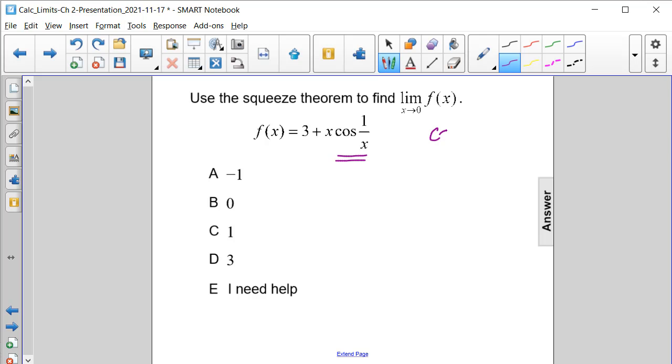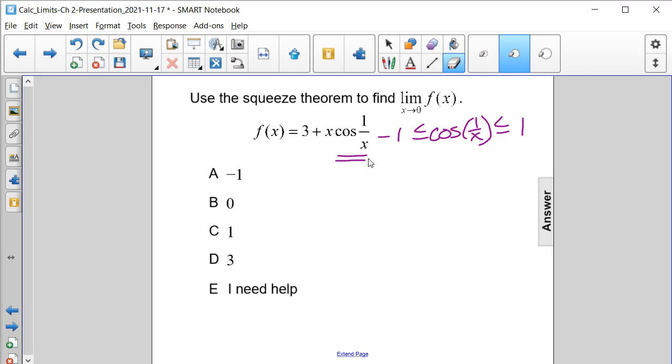So we know that the cosine of 1 over x oscillates between -1 and +1. And now we're going to manipulate this compound inequality until we get to our function f of x that we have there. And then we're going to evaluate both the left and right sides of our compound inequality. All right, so we know that cosine of 1 over x falls between -1 and 1.